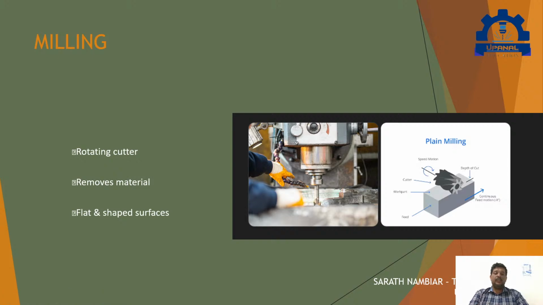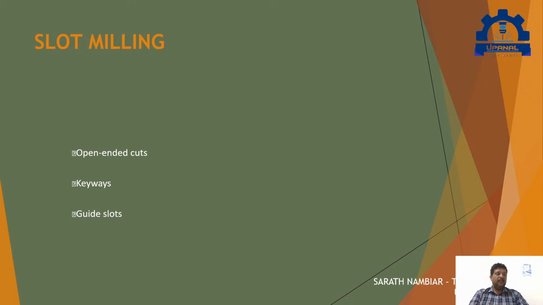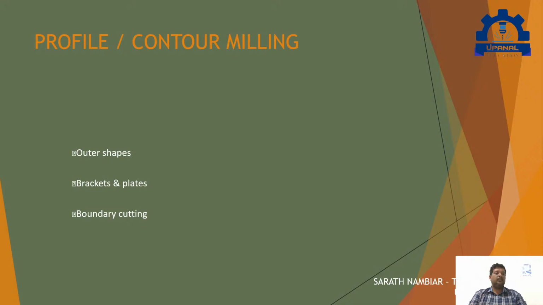Milling. As I told, milling uses a rotating cutter. In turning, the job rotates and the tool is fixed. Here, the cutter rotates and the job is fixed. So milling uses a rotating cutter to remove material, and it can make any surface, shape, or slot. What is slot milling? Slot milling is like making keyways or guide slots. We are making a way, a path, a shape as per the drawing. That's slot milling. Profile or contour milling: what is profile milling? It is where we give the outer shapes or whatever design is there. That is known as profile or contour milling.